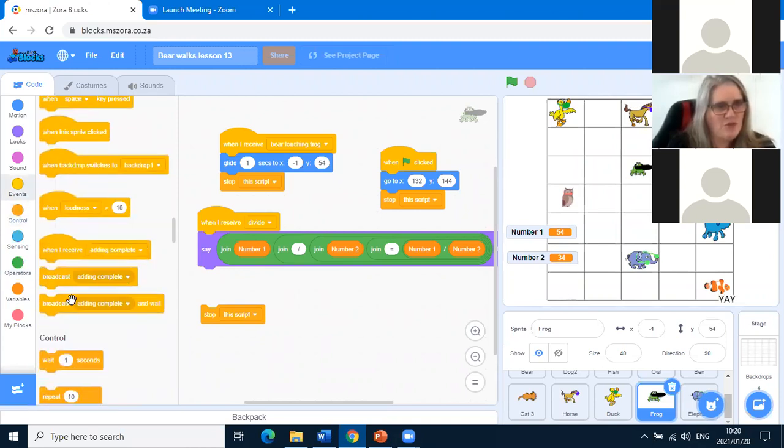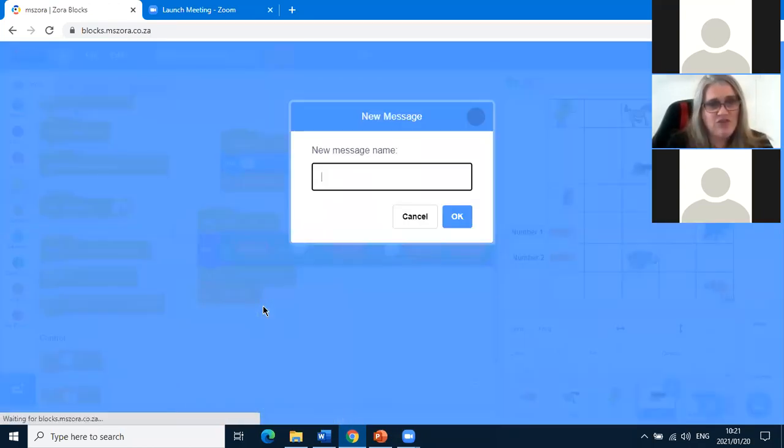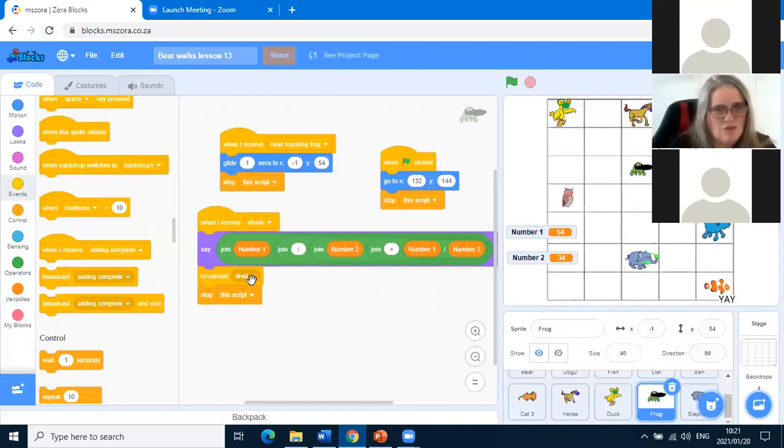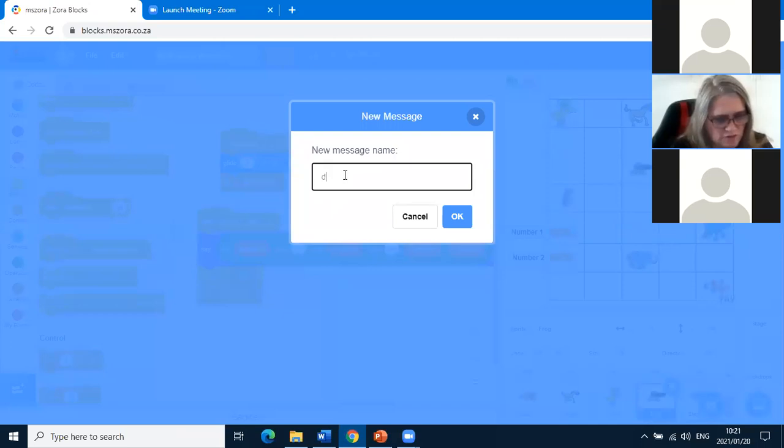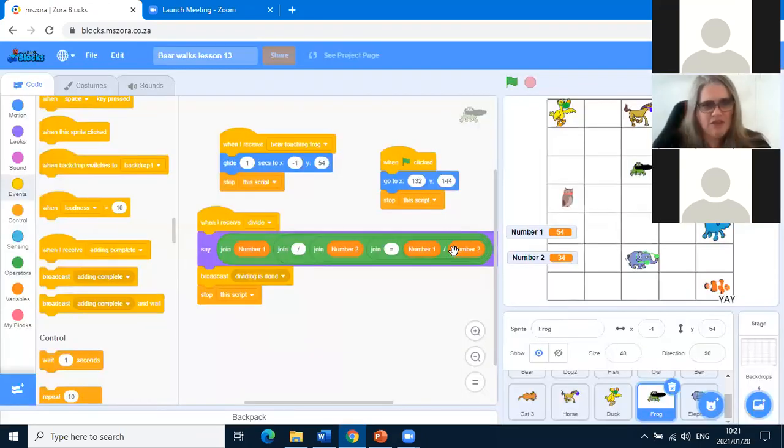Let's go to our broadcast and wait. And I'm going to use the and wait. Nah. I'm going to live on the dangerous side. I'm just going to use a broadcast. And then we're going to click that drop down arrow, make a new message. Dividing is done. Oops, we changed that message. Dividing is done. Oh, I can't spell, guys. Dividing is done. Click OK. He's sending that secret message.